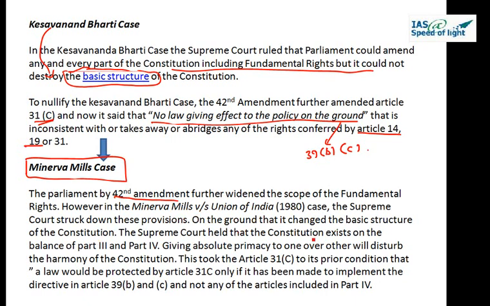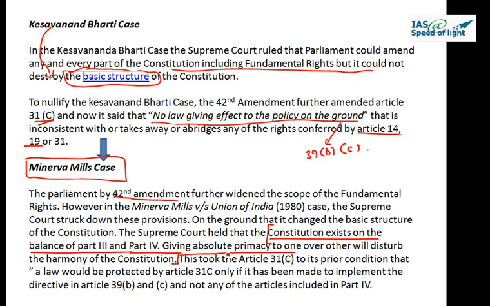on the ground that it changed the basic structure of the Constitution, and the Supreme Court held that the Constitution exists on the balance of Part 3 and 4, and giving absolute primacy to one over the other will disturb the harmony of the Constitution. So this was the decision in the Minerva Mills case, and from then courts look to both fundamental rights and directive principles of state policy before giving any judgment.